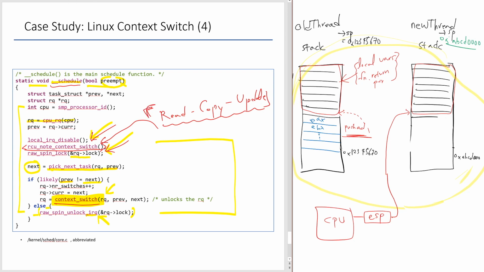So the grand scheme of things is, in Linux, if you want to block, you put yourself into some kind of wait list, and then you call this schedule function. And as part of the schedule function, you get to perform context switch.